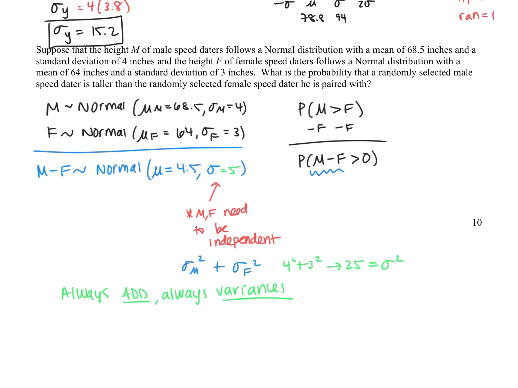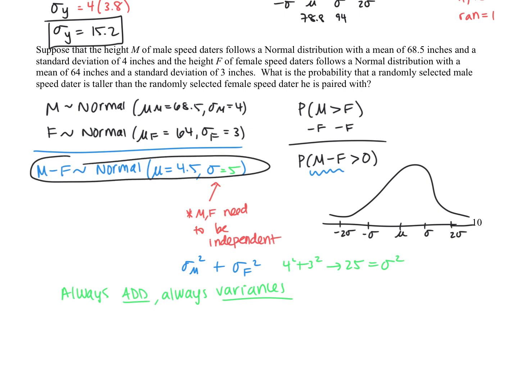Think of it kind of like Pythagorean theorem. Always square, always add. Now, this is just a plain normal distribution problem. So now we can draw our curve. We have mean, standard deviation. I'm using these numbers right here. So the mean is 4.5. Standard deviation is 5.